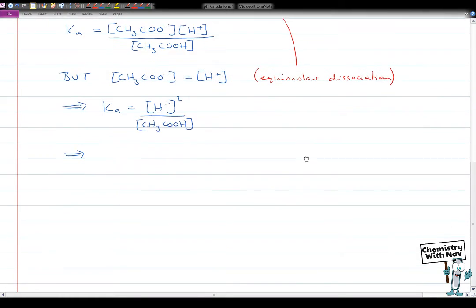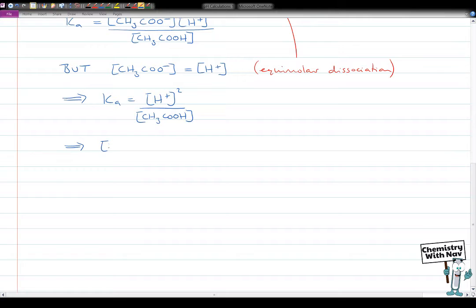So with a little bit of rearrangement, we end up saying that the H+ concentration is equal to the square root of Ka times the concentration of the original acid. And from there you can then say that pH is the negative log of H+.